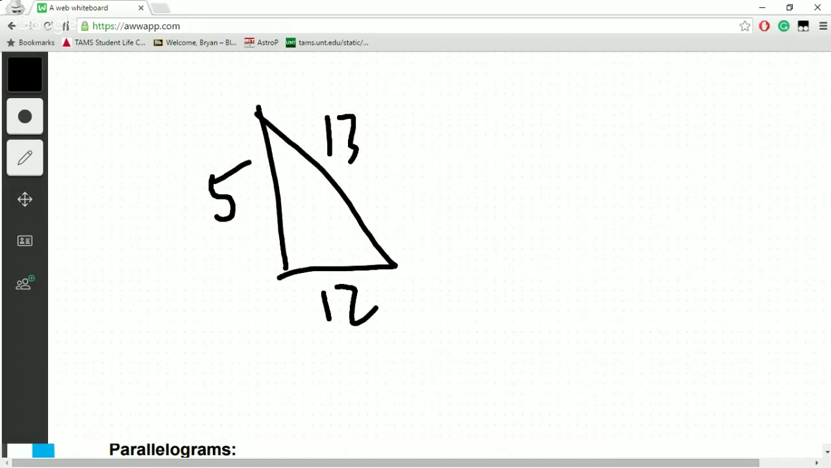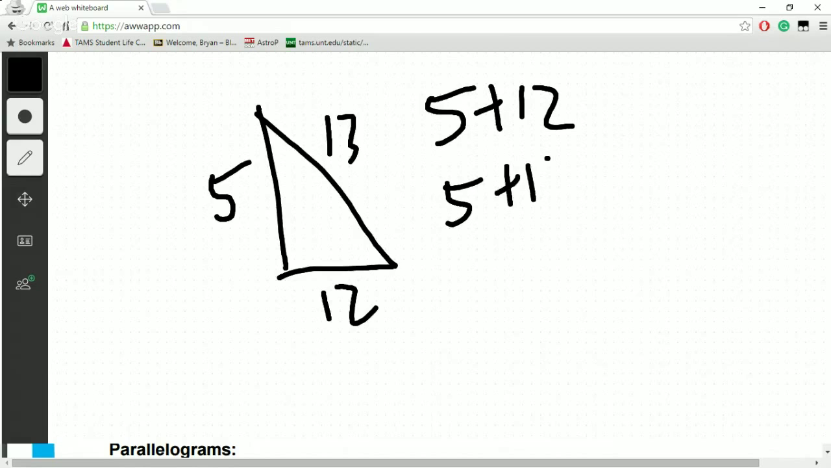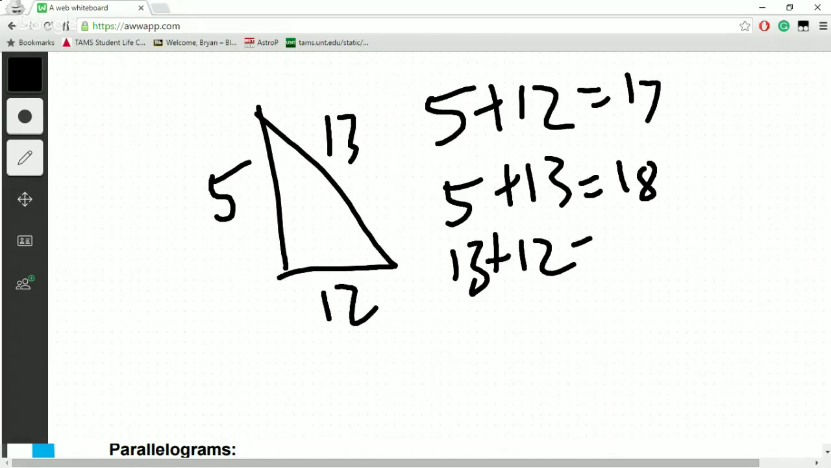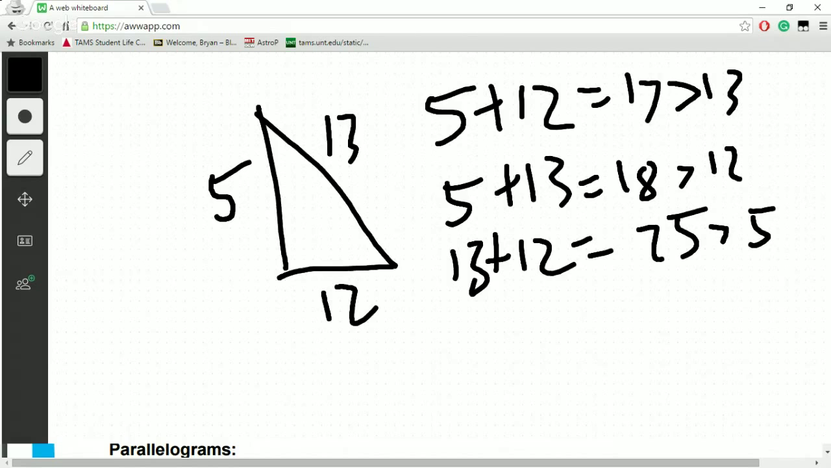In this example, we have 3 different possibilities for addition: 5 plus 12, 5 plus 13, and 13 plus 12. In every case, the sum is always greater than the length of the third side, which here is 13, 12, or 5.